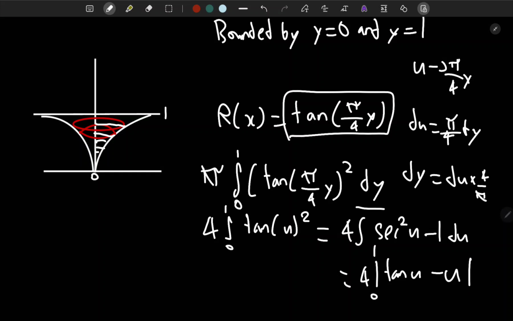So let's move on to our next example. And actually the final answer you should get over here, if you want to recheck your answer, is 4 minus pi.